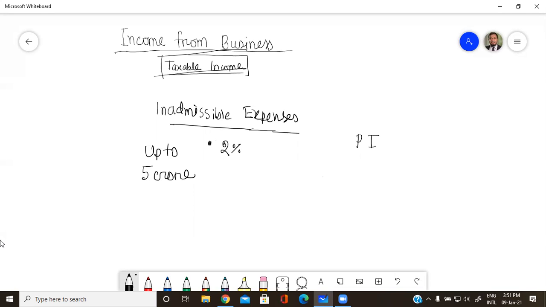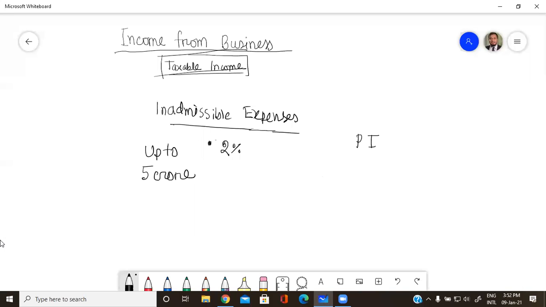2%. 2% of what? The 5 crore turnover. Your turnover can be any figure within the limit, but if your figure is within the 5 crore, in that case, this restriction is applicable for you. Say your turnover is 2 crore. In that case, you are within this range.